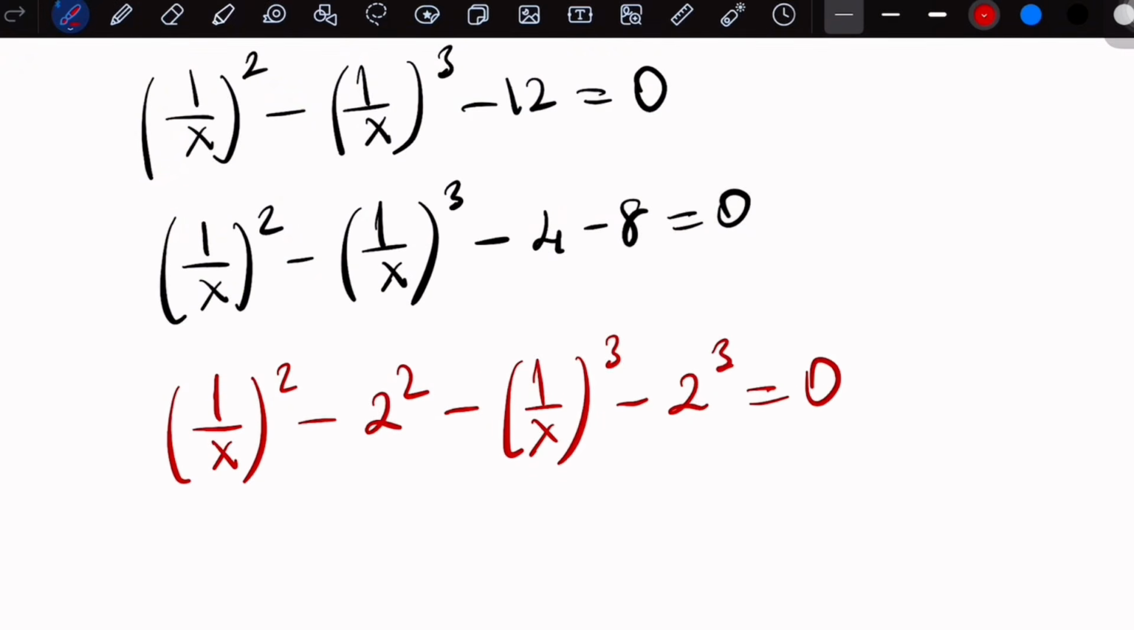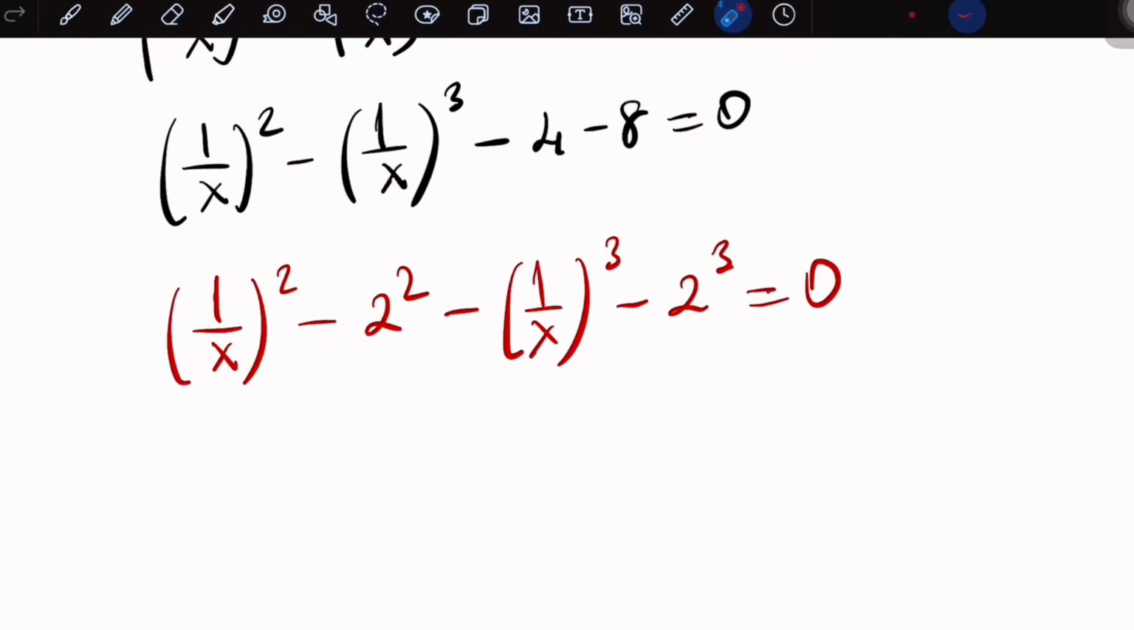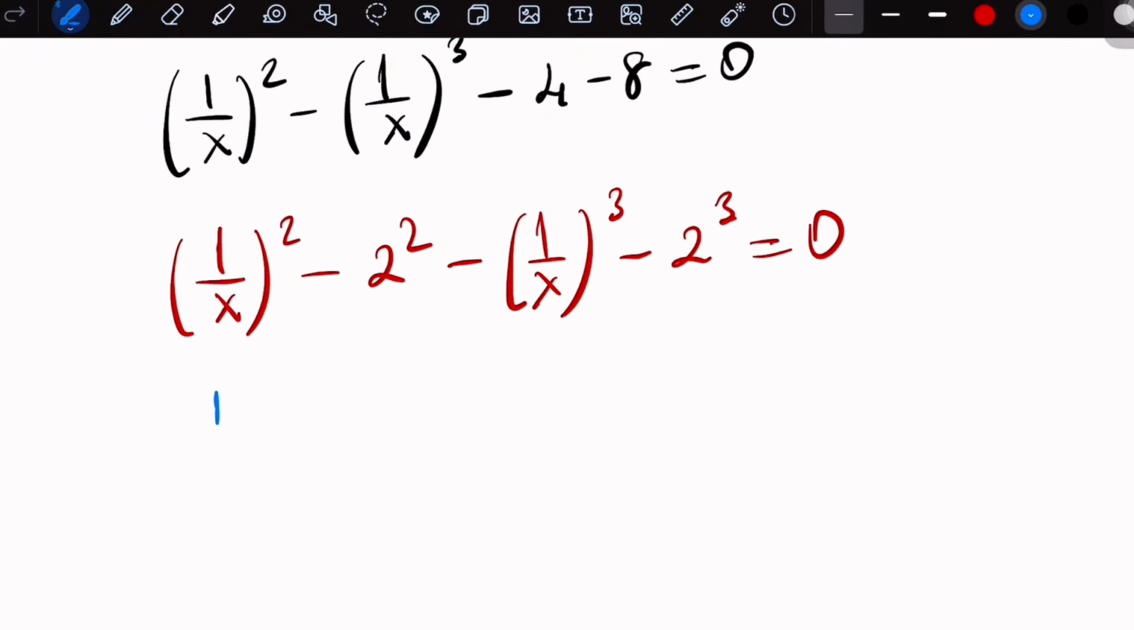I can write this if you pay attention. It says cube here, it says square here. Square has arrived here too. It says cube here, and cube has arrived here too. So they are each other. I'm trying to compare degrees. Then what can I do right away? (1/x) squared.